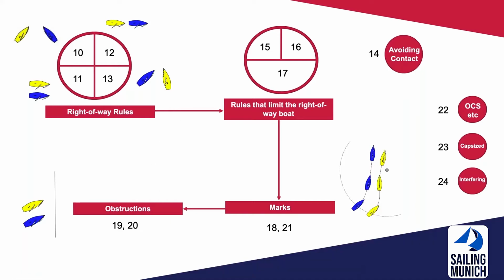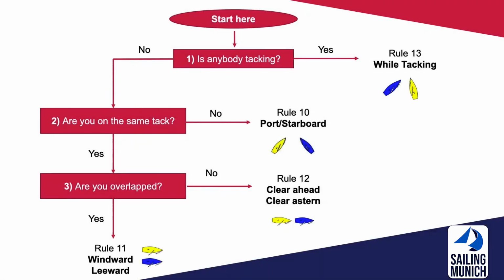And that's really it. There's a couple of extra bits and pieces here. We've got Rule 14 that gives all boats an obligation to avoid contact. We'll get into that in later sessions. And then there's a couple of bells and whistles at the end. Things like OCS, so if you're over the line at the start, you've capsized or you're interfering, a boat's not racing.